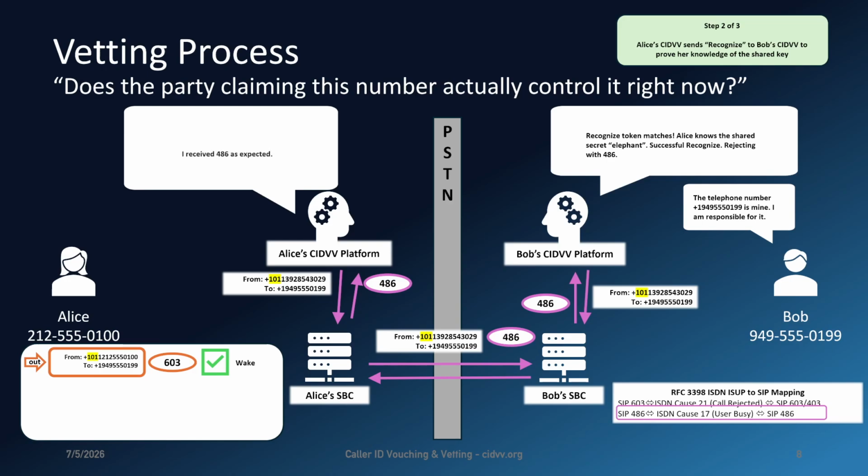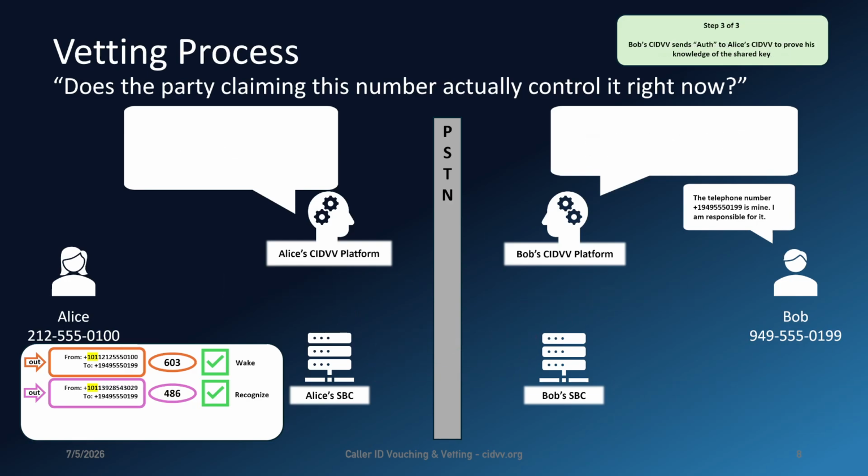Okay, that 486 survives across the PSTN as a user busy, right? If it has to bounce between ISDN and SIP, it survives as a busy, which is distinct from reject. So now Alice's CIDVV platform says, okay, I received that 486 as expected. That is now a successful recognize. So Bob knows that Alice knows the key. Okay. But we need to do one more step, and that is a third step, which is auth.